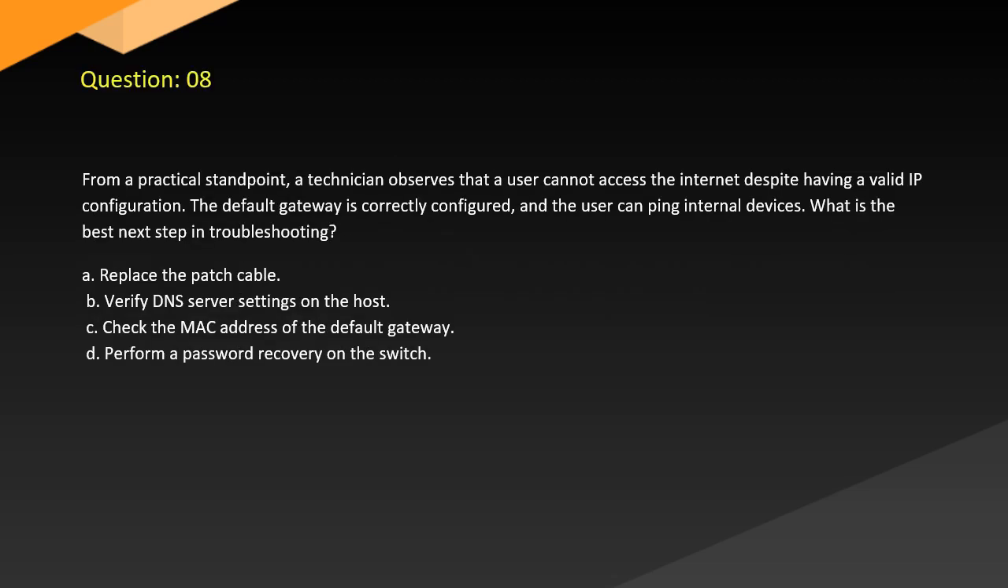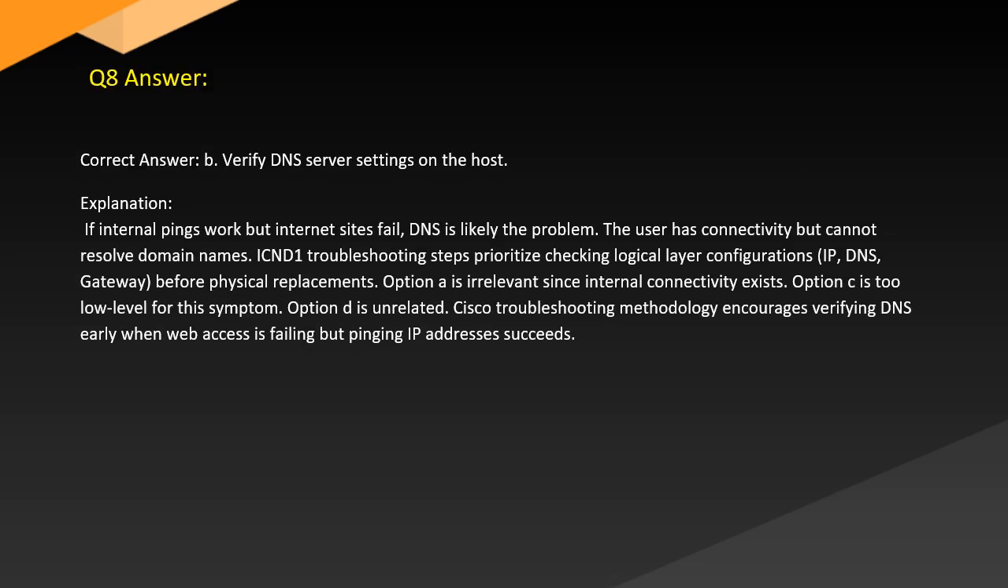Question 8. From a practical standpoint, the technician observes that a user cannot access the internet despite having a valid IP configuration. The default gateway is correctly configured and the user can ping internal devices. What is the best next step in troubleshooting? A. Replace the patch cable. B. Verify DNS server settings on the host. C. Check the MAC address of the default gateway. D. Perform a password recovery on the switch. Answer. Correct answer: B. Verify DNS server settings on the host.